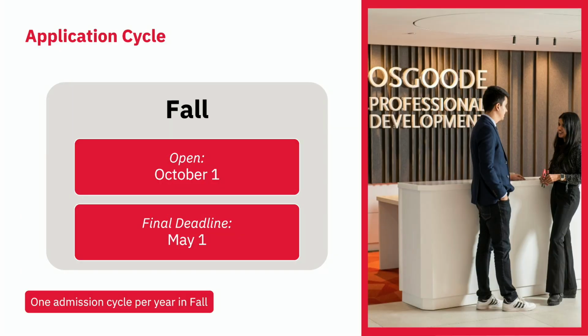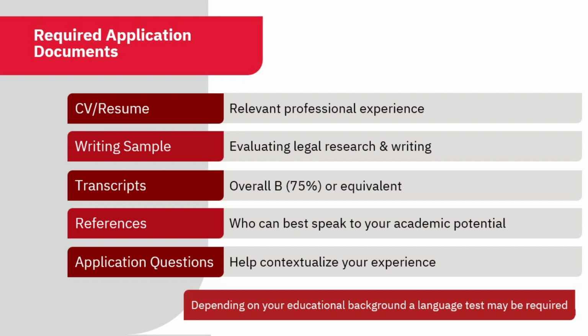This program has a fall start. Applications for the fall term open annually on October 1st, and the final deadline to apply is May 1st. We use an online application portal. After creating your username and password, you'll be able to enter the portal to complete your application. You don't have to complete your application in one sitting. You can always save and return to it up until the application deadline.